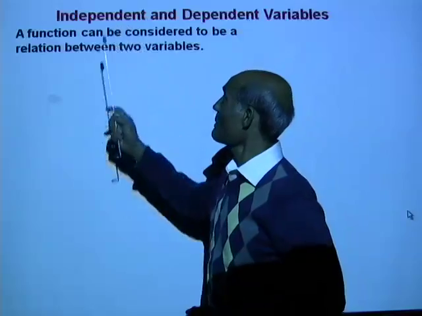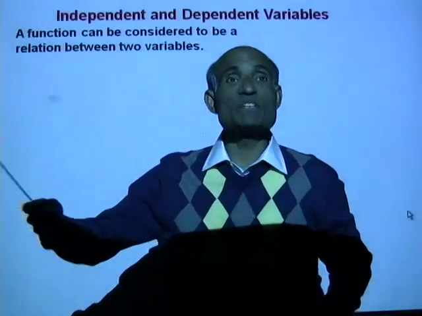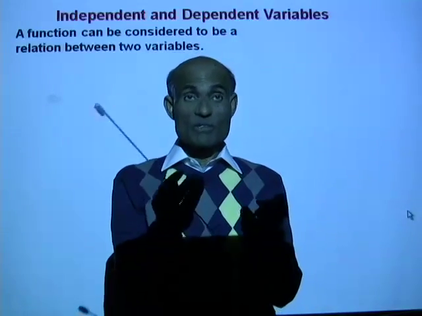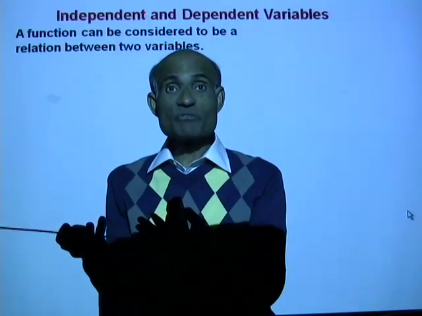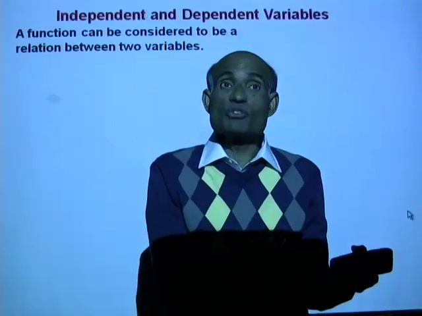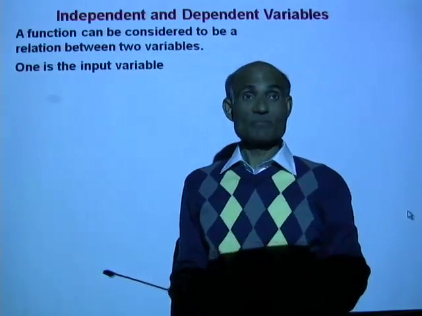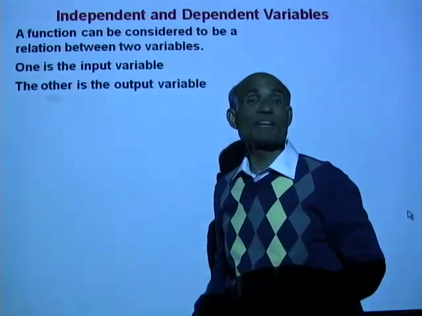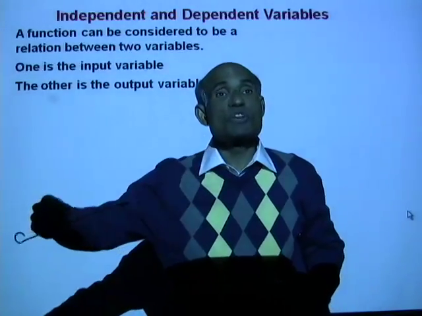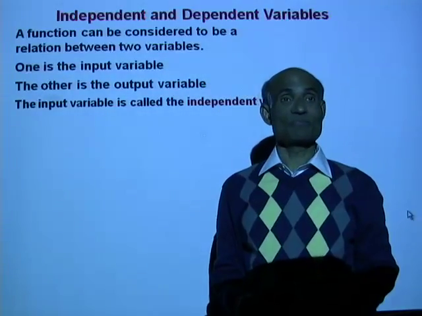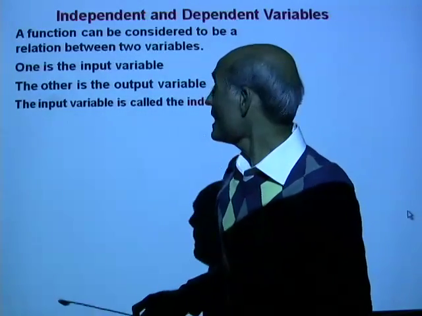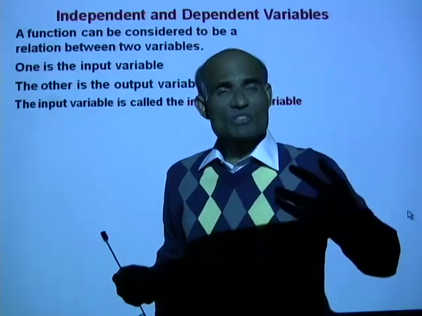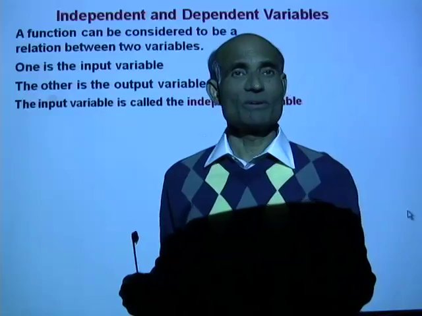Okay, let's now talk about independent and dependent variable. In the function we just talked about, there are 2 variables. Time is a variable. The amount of dollars is a variable. Is that right? Now, one of them is the input. Which of them is the input? And which is then the output? Now, the input variable is called the independent variable. Why is it called the independent variable?